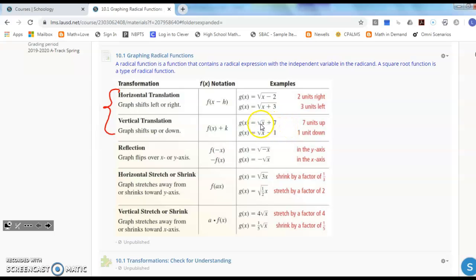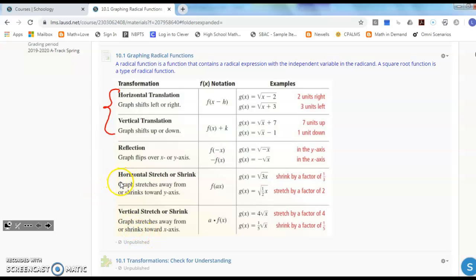So this is the square root of x plus 7 minus 1, right? Because these are affecting the y values, right? Now these ones are affecting the x values. That's why it's called horizontal. So the effects are happening along the x-axis.